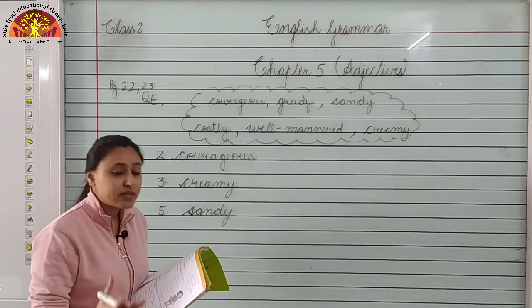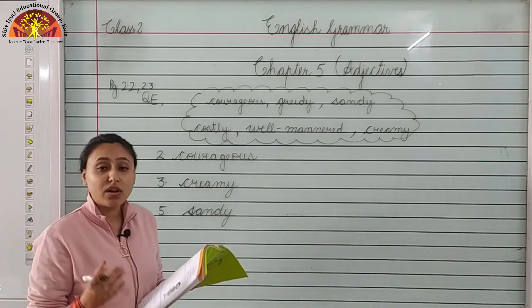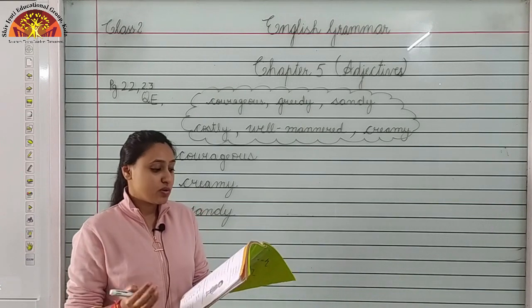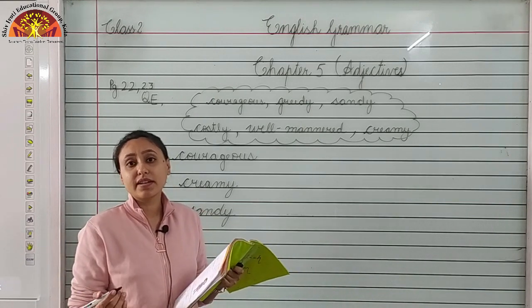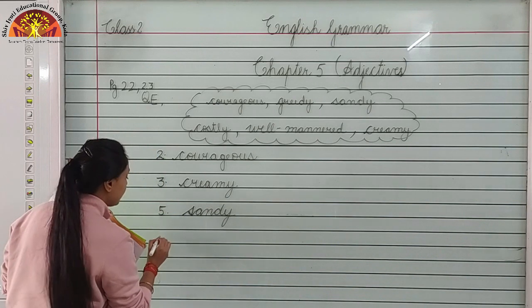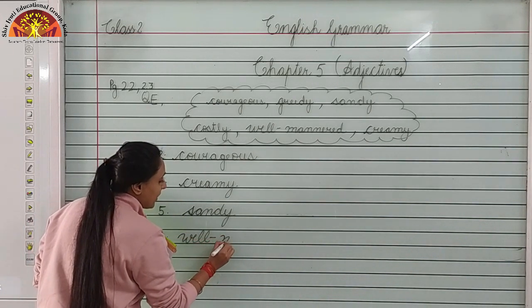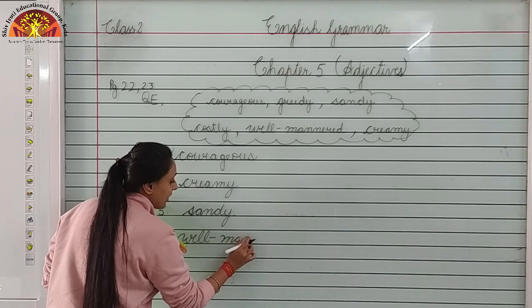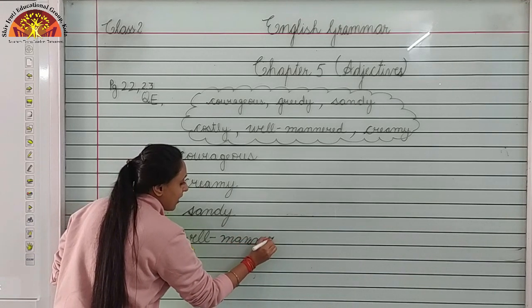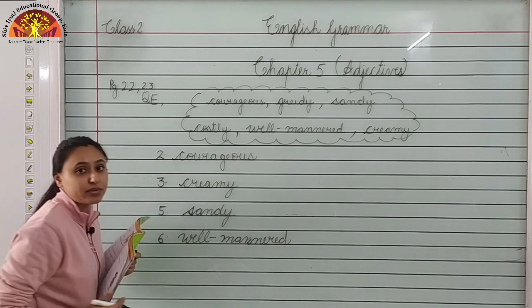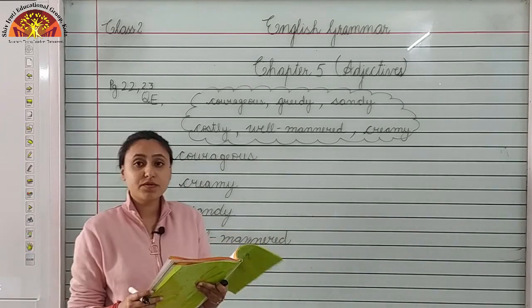Now number 6. Someone who has good manners. So children, we should always have good manners. So someone who has good manners, we call it as well-mannered. Okay. Number 6 is W-E-L-L-M-A-N-N-E-R-E-D, well-mannered. Okay. Now children, we move to next question.